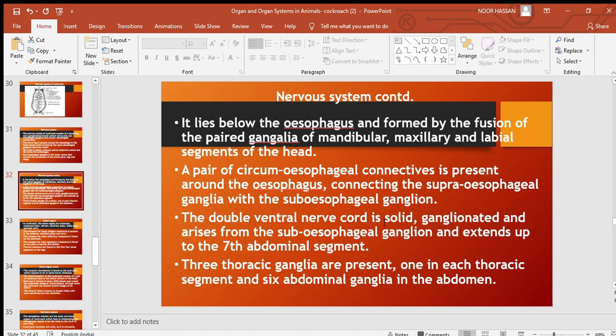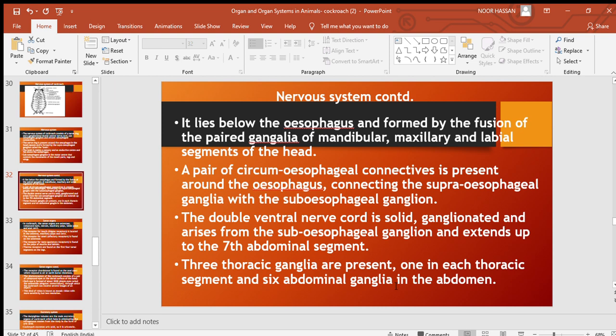The double ventral nerve cord is solid and ganglionated, that is, provided with ganglia, which are some thickenings. It arises from the subesophageal ganglion and extends up to the seventh abdominal segment. Three thoracic ganglia are present. Apart from it, there are six abdominal ganglia. So totally there are nine ganglia present, three in the thoracic segments and six in the abdominal segments.